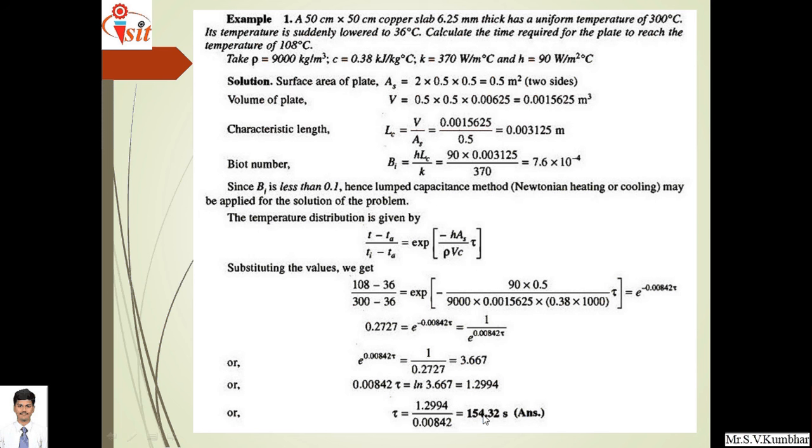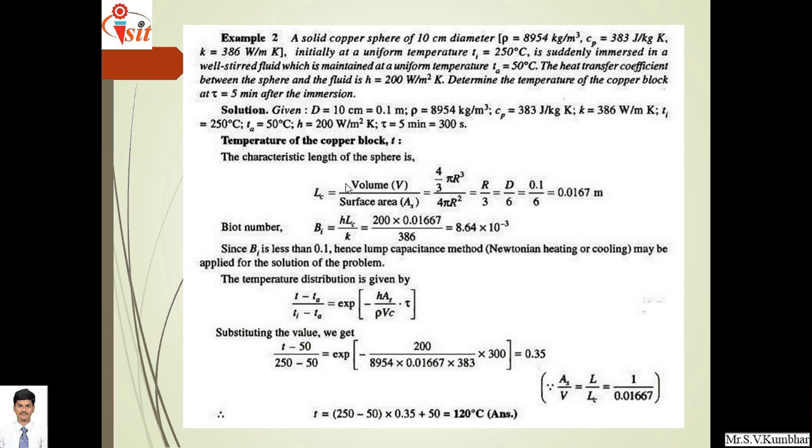It means that when a body which is having initial temperature 300 degrees centigrade is suddenly lowered to 36 degrees centigrade, it will take 154.32 seconds to reach from 300 to 108 degrees centigrade. So this is the first problem. We will solve one more numerical.